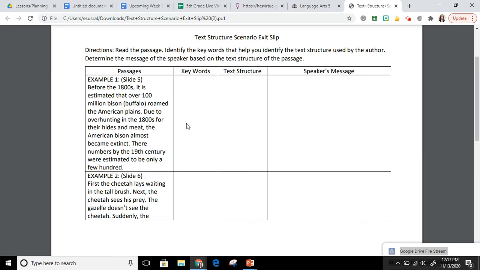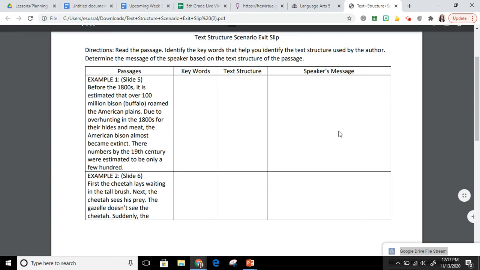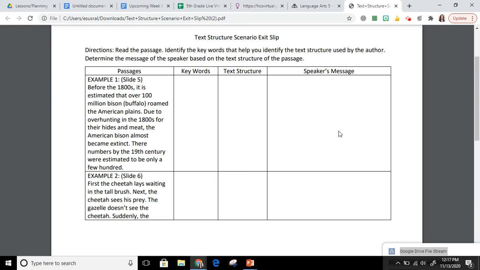And then once you pull out the keywords, you're going to then determine what the text structure is, and you're going to put it in the second box right here. And then you're going to talk to me, or you're going to write a few sentences on what the speaker's message is. So what is the speaker, whoever is writing this example, what are they trying to convey? What message are they trying to tell the reader?